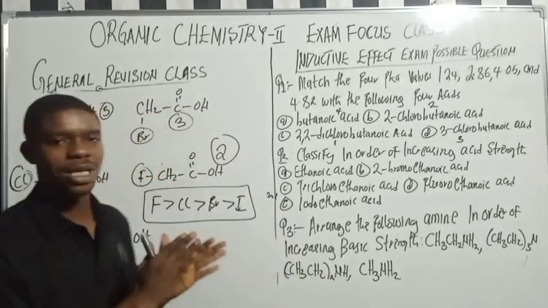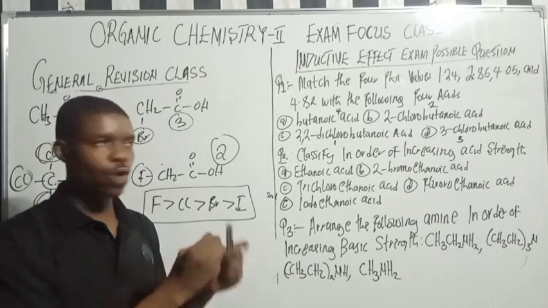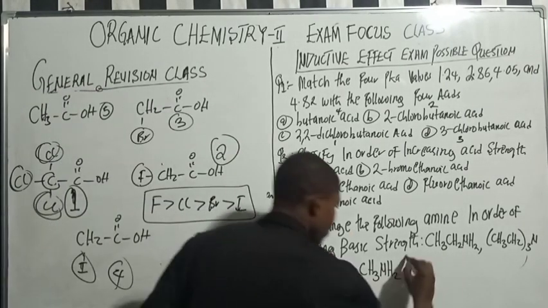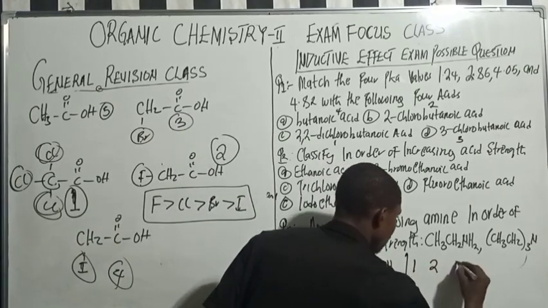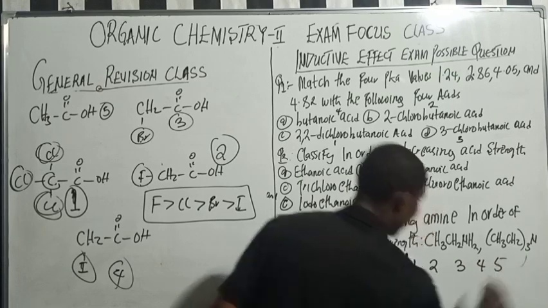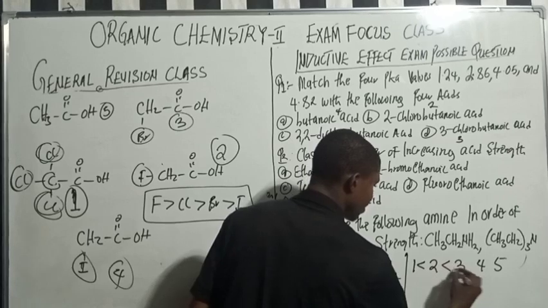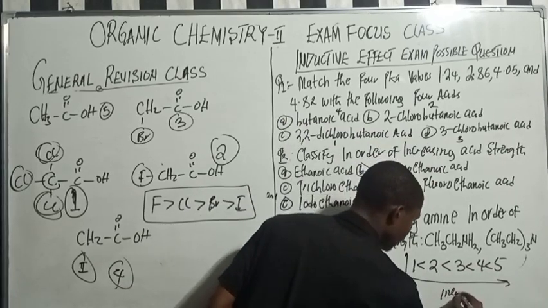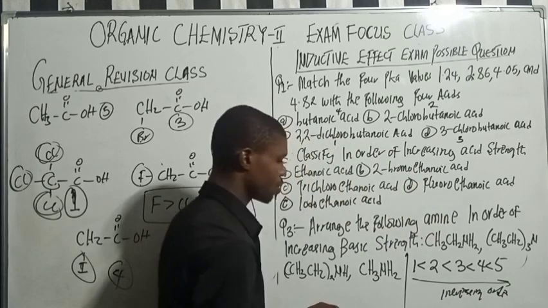When we talk about increasing order, they are talking from the lowest to the highest, because you are using lowest to the highest: 1, 2, 3, 4, 5. Right? So 1 is less than 2, 2 is less than 3, 3 is less than 4, 4 is less than 5. This is increasing order.